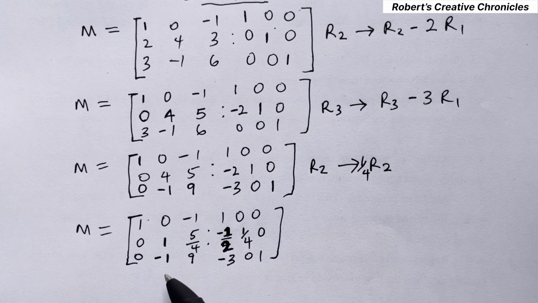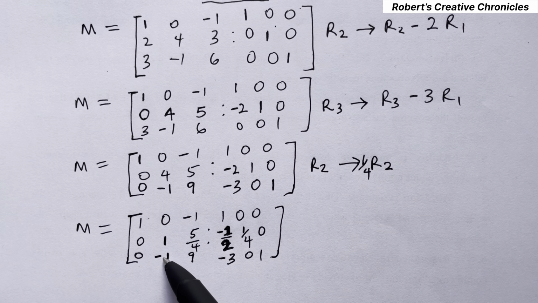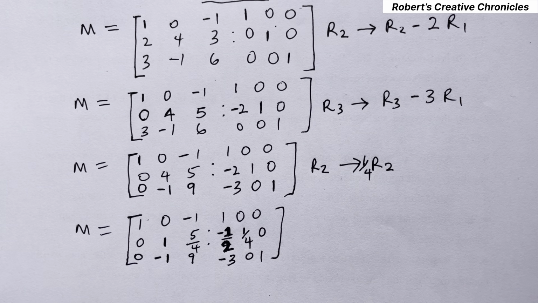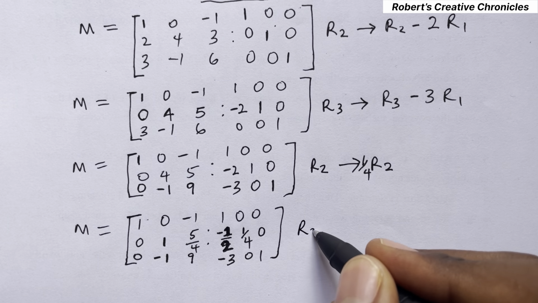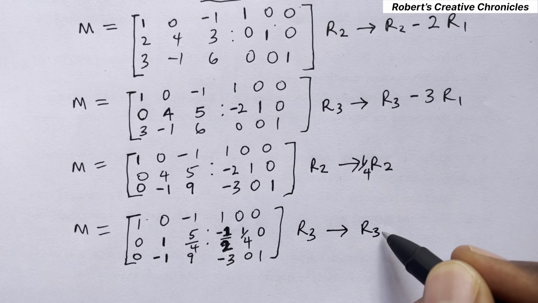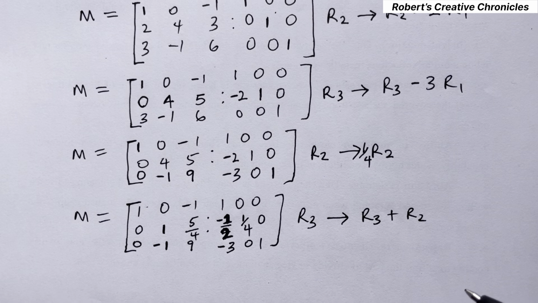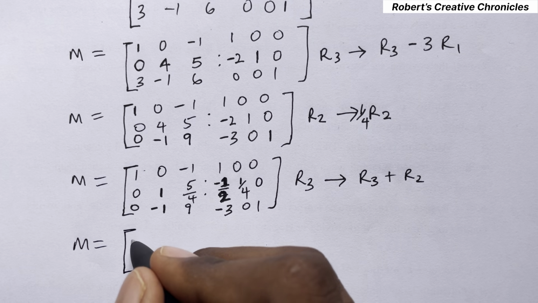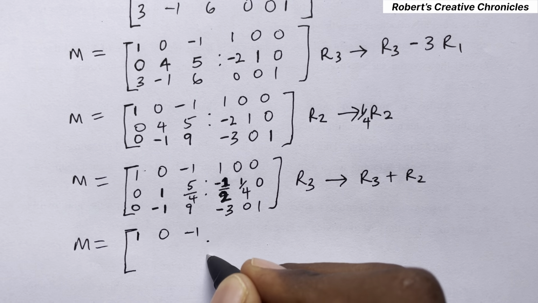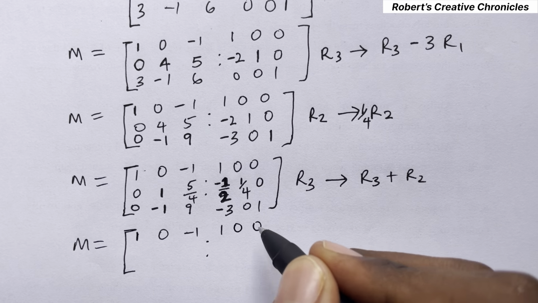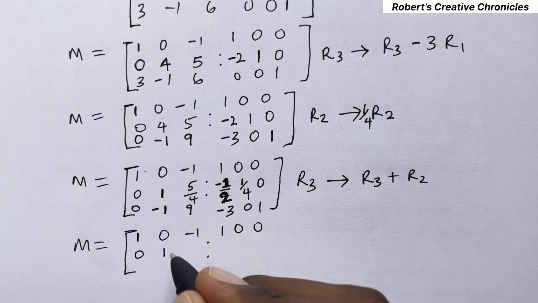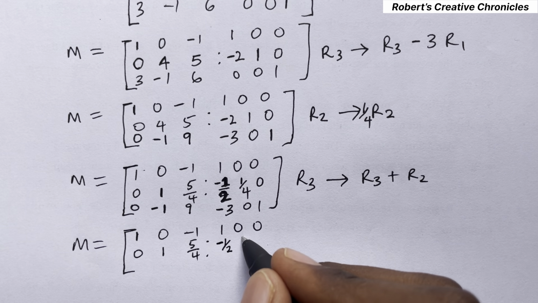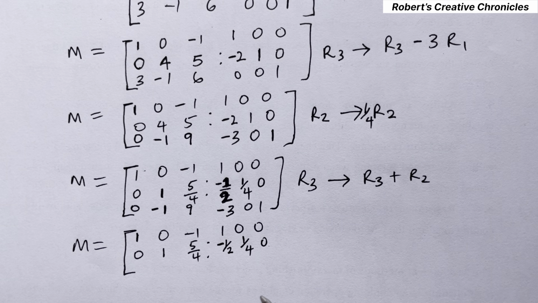So next, we are going to convert this to 0. So we are just going to say row 3 plus row 2, so that this minus this will be 0. So now row 3 will be equal to row 3 plus row 2. So the matrix is 1, 0, minus 1, 1, 0, 0, 0, 1, 5 over 4, minus 1 over 2, 1 over 4, 0.